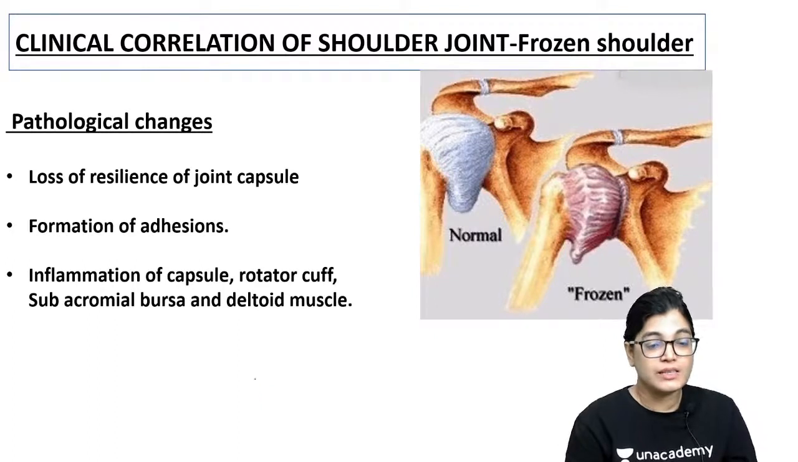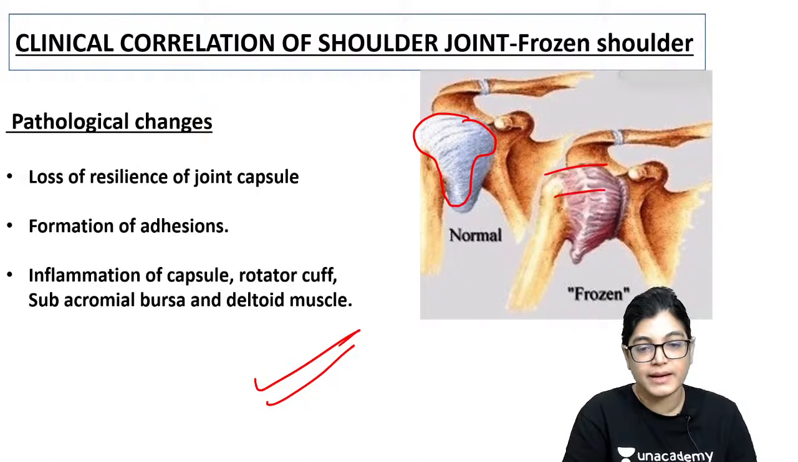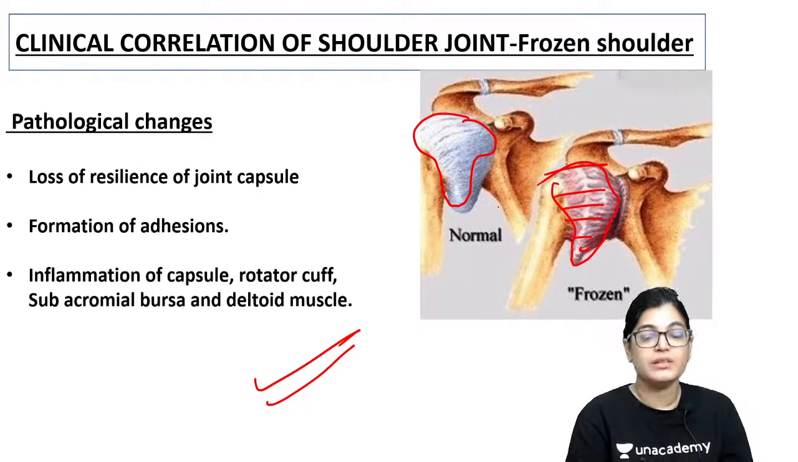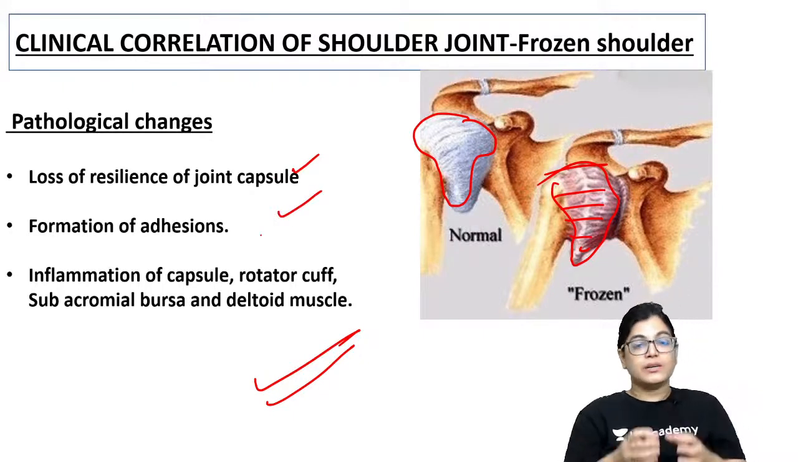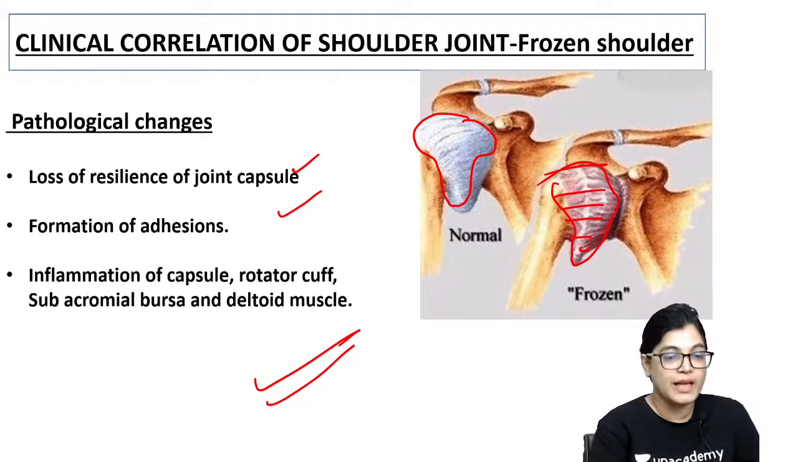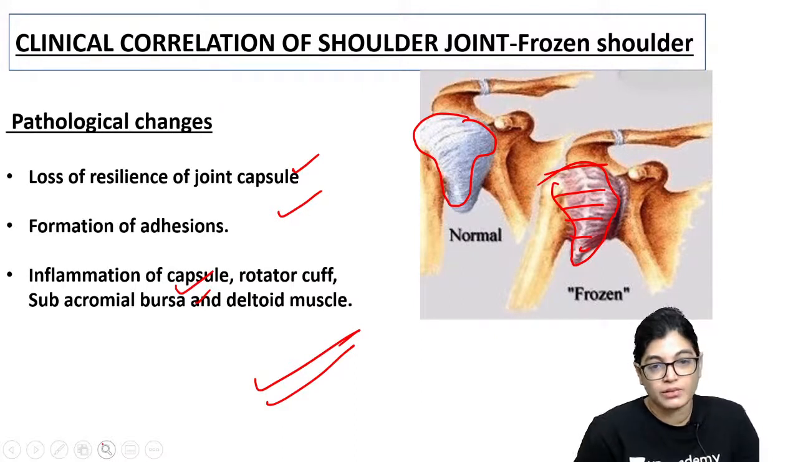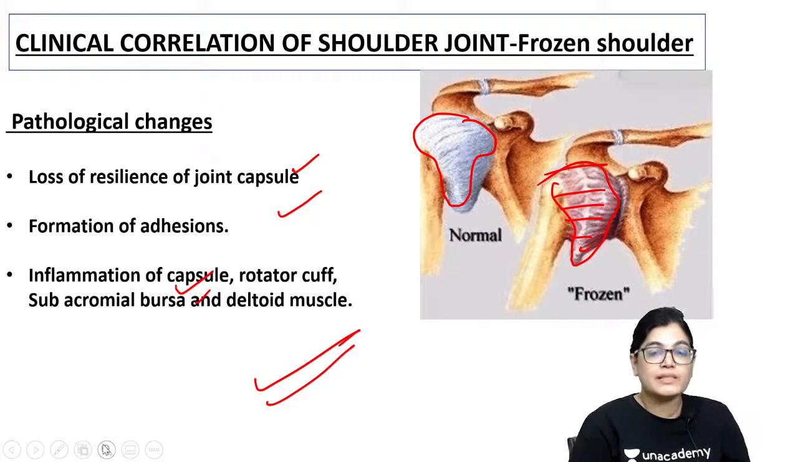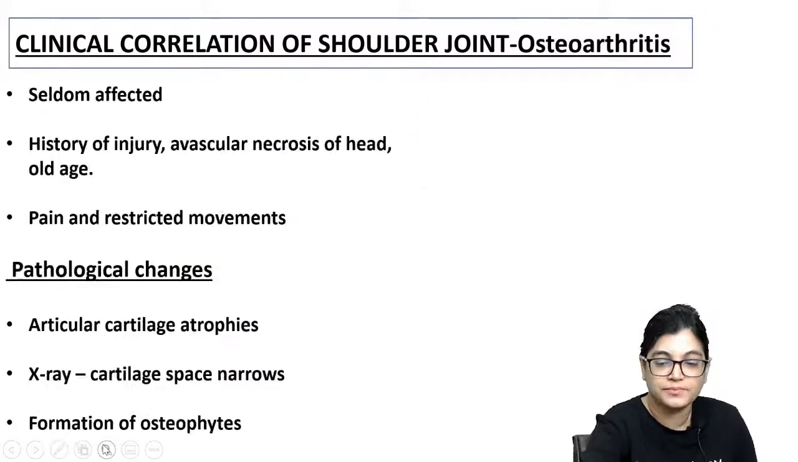Now, the pathological causes. You can see this is a healthy fibrous capsule, and this is the adhesive fibrous capsule which is causing frozen shoulder. Formation of adhesions is the cause. Also, the flexibility of the joint capsule is lost. Other reasons can be inflammation of the capsule and rotator cuff, involvement of subacromial bursitis, or the deltoid muscle. The good point is that no X-ray findings are found, and with exercise and lifestyle modification, it can be relieved in a few months.